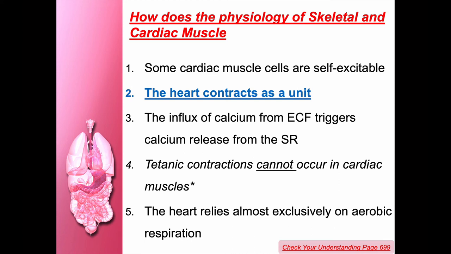Then the influx of calcium from extracellular fluid triggers calcium release from the sarcoplasmic reticulum. Tetanic contractions cannot occur in cardiac muscles. If there is a potassium disturbance, tetanic contractions occur in skeletal muscle, but that cannot happen in cardiac muscle. Either the muscle contracts and doesn't relax in case of hyperkalemia or hypokalemia, where there is disturbance in the normal potassium level. The heart relies almost exclusively on aerobic respiration.